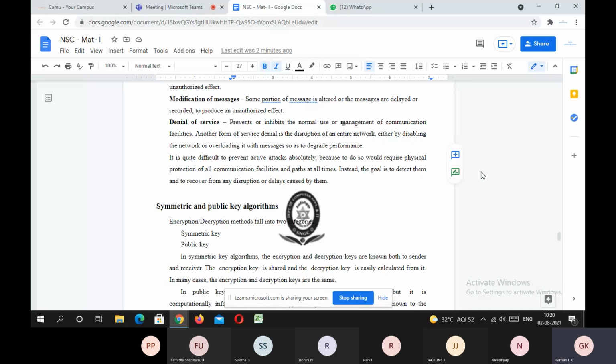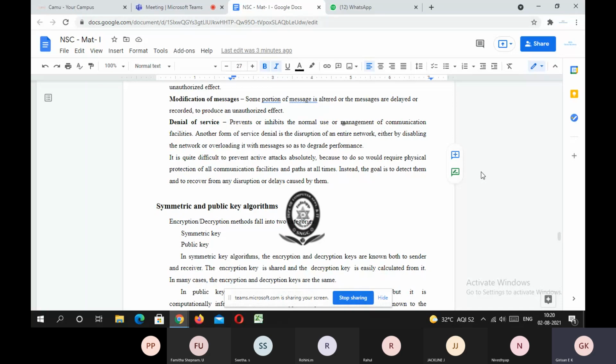Yesterday I was talking about the basic concepts of cryptography, that is plain text, ciphertext, encryption, decryption, and one more important point, the key. So what is a key? The key is one of the foundations or basic elements of cryptography itself.